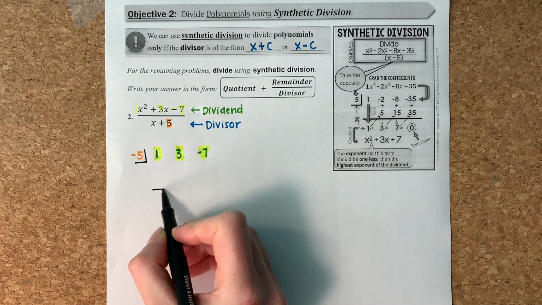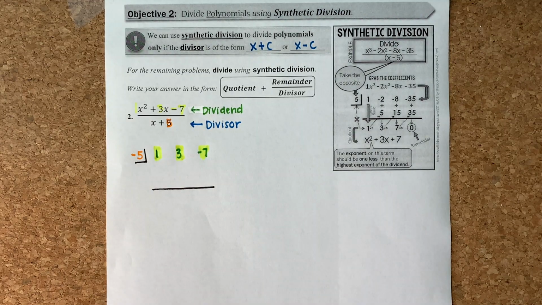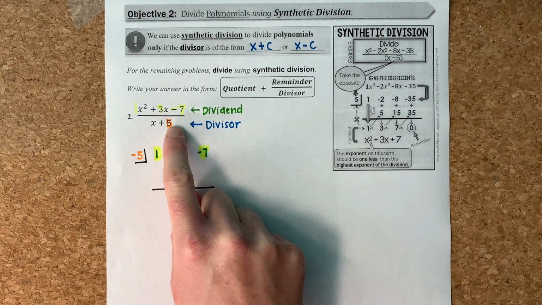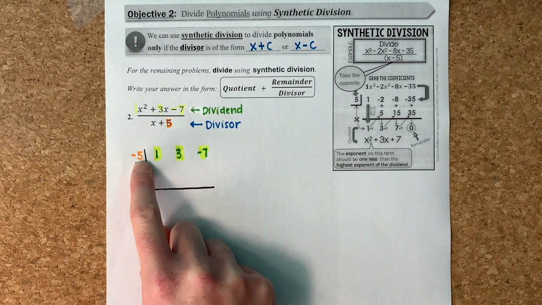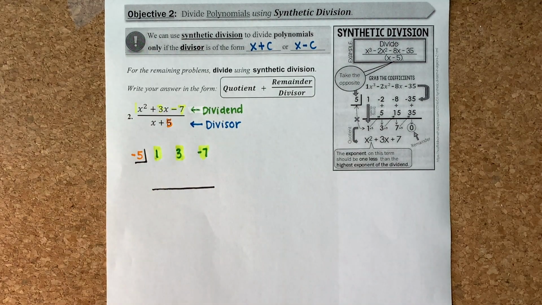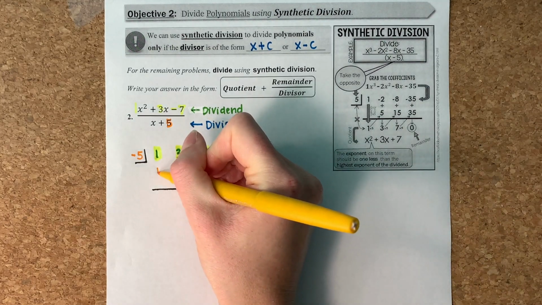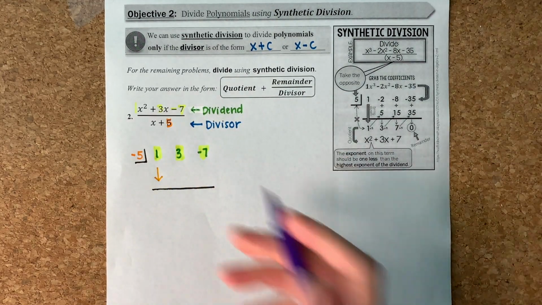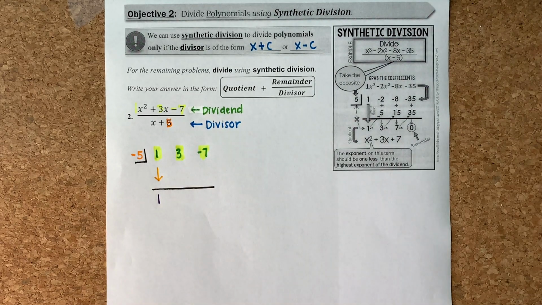Then we're going to draw a line. Now we've set up our synthetic division problem by putting the opposite of this constant in this little corner here, and by listing the coefficients of the dividend right here. Now we're going to run through the steps of synthetic division. First step, we just bring down this number here. So we're bringing down the 1. Then, to continue the problem, we just switch off between multiplying and adding, multiplying and adding, multiplying and adding. We just go back and forth.